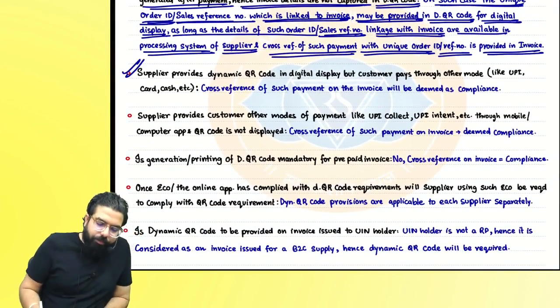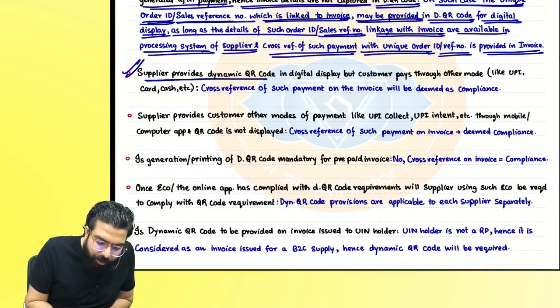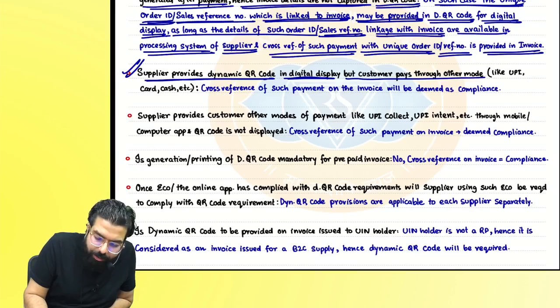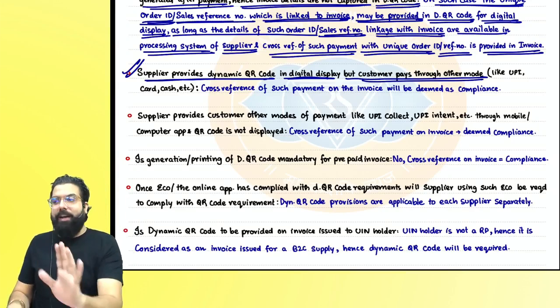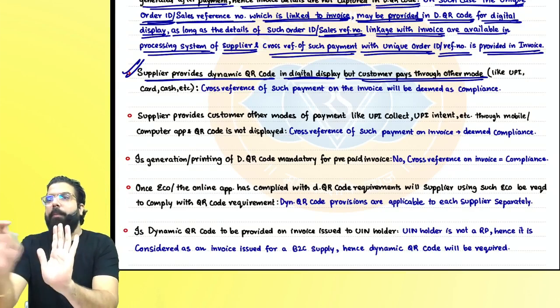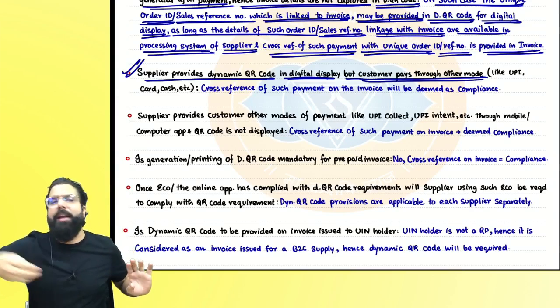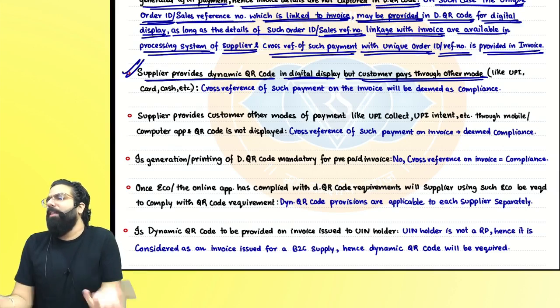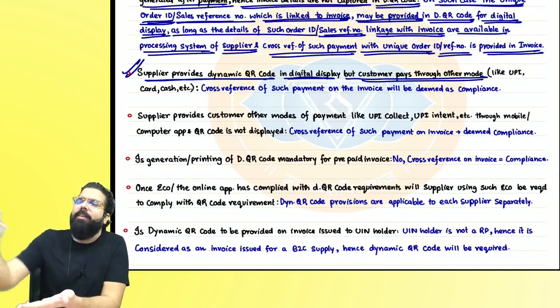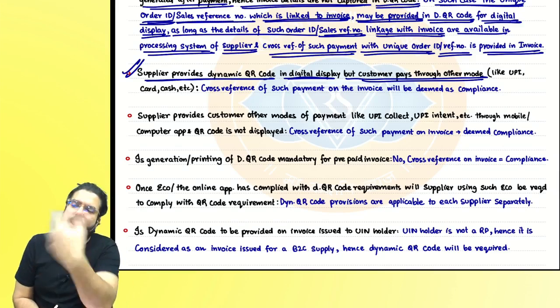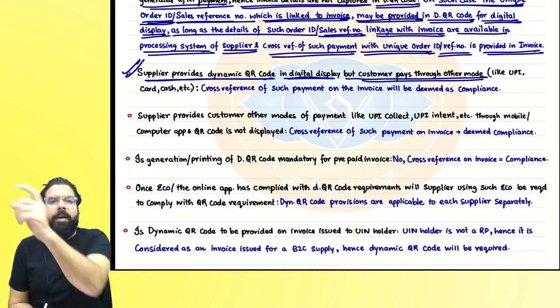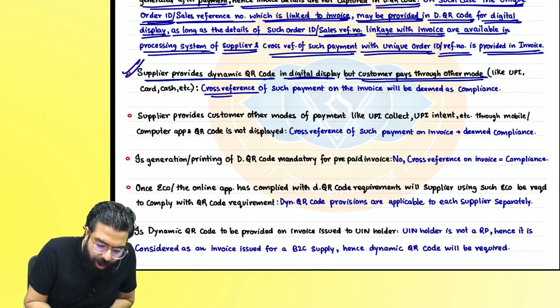Then, sir, supplier shows the dynamic QR code in the display, but the customer pays through other modes. Sir, full insult. I showed the dynamic QR code, but he did not use it only. He made the payment through other UPI payment. He used a card or cash. But nothing. Just go ahead and put in the invoice how he made the payment. You showed it, your work is done. You are compliant. Now, however he has made the payment, cross-reference of such payment on the invoice will be deemed as compliance.